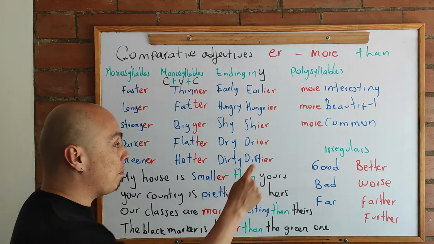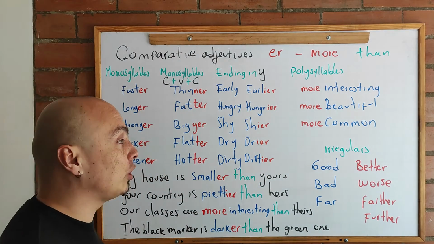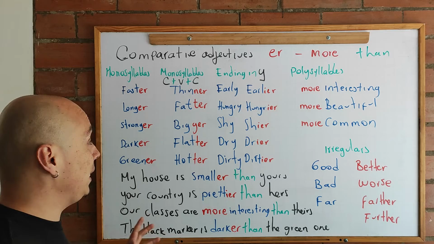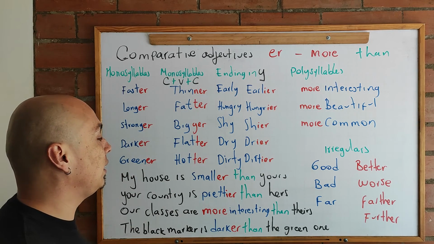Please remember, more is exclusive for polysyllables not ending in Y. And ER is exclusive for monosyllables and adjectives ending in Y.